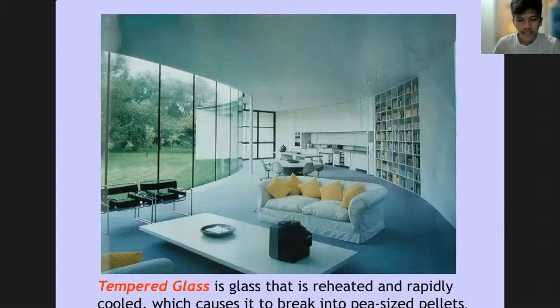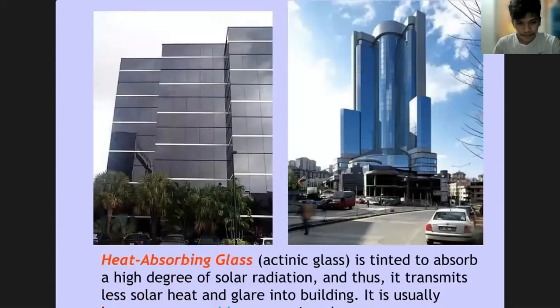Tempered glass. When you say tempered glass, it's glass that is heated and then rapidly cooled. Heat absorbing glass. Heat absorbing glass is intended to absorb a high degree of solar radiation and thus it transmits less solar heat into the buildings.